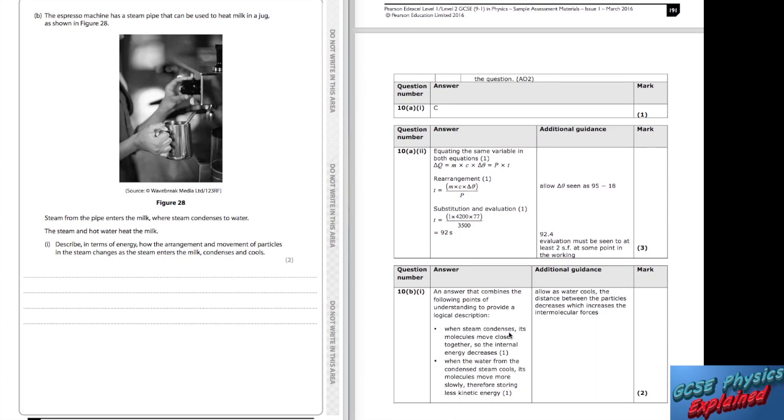So when steam condenses, its molecules move closer together, so the internal energy is going to decrease. And when the water from the condensed steam cools, its molecules move more slowly, therefore storing less kinetic energy.